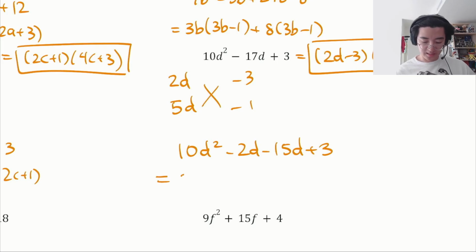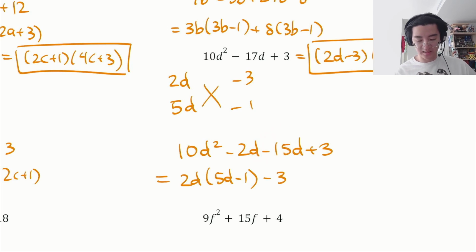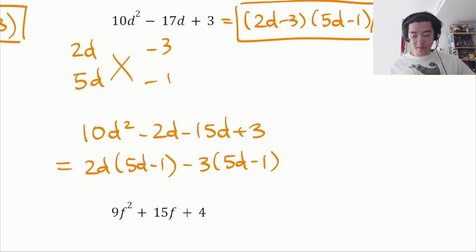Okay, first clump, we take out a 2d. Second clump, be very careful here of this negative sign. Right, well, you can take out a negative 3. I always make sure to take out negatives. Alright, so be careful about negative signs here.